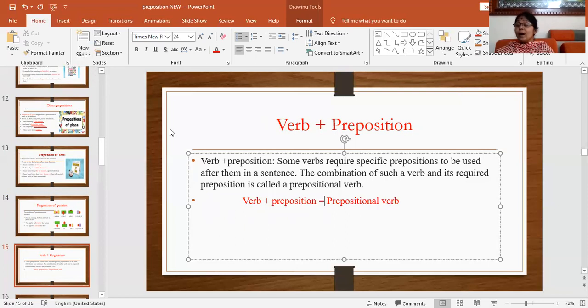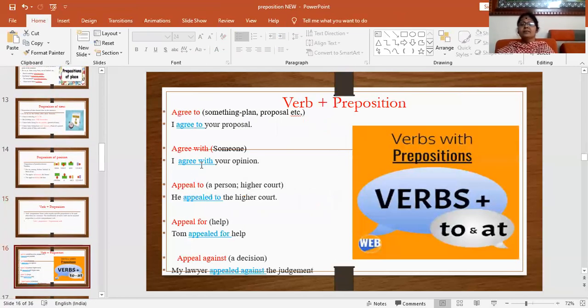Some verbs require specific prepositions to be used after them in a sentence. So the combination of such a verb and its required preposition is called a prepositional verb. Now let us see what they are. Say for example, agree. Agree is a verb. I add with it a preposition called to and it becomes agree to. And we use this word agree to when we are talking about a plan or a proposal, right? Say how to use it in a sentence. I agree to your proposal. So I use the word agree to.